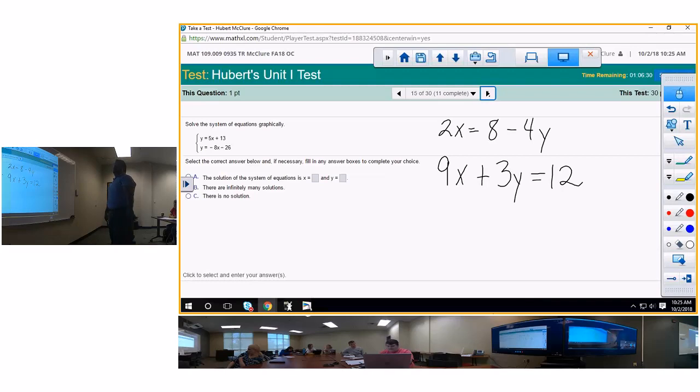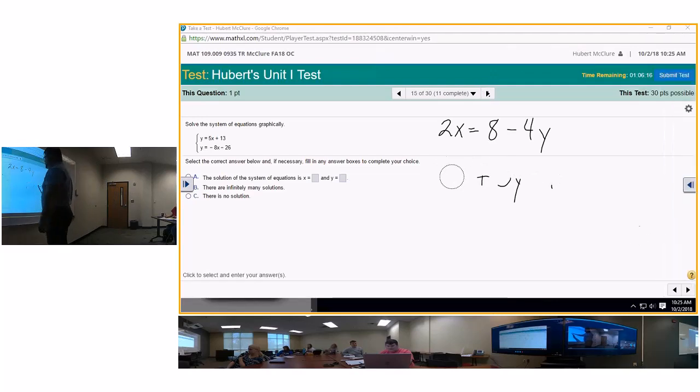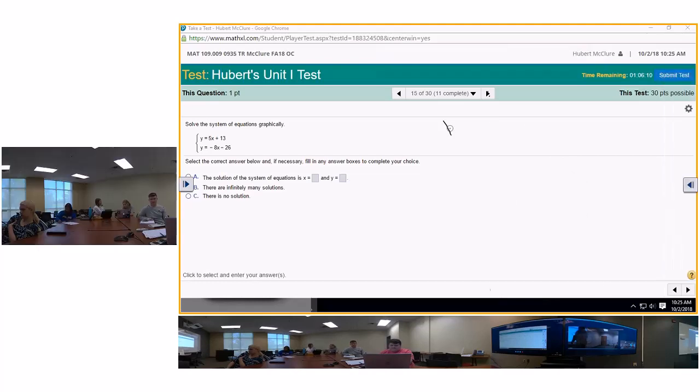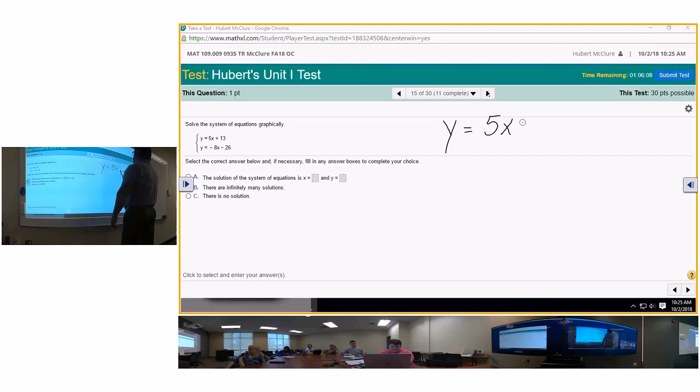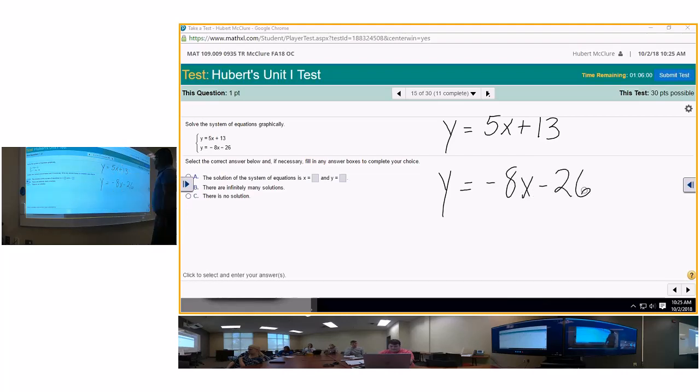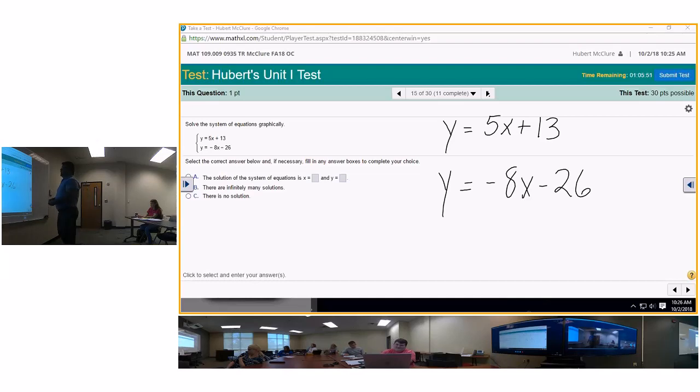Solve the system graphically. How do you know graphically, if the directions didn't tell you? They're both solved for what? Y. So you would use your graphing calculator. I'll write it down for you. I'm going to go back later. y is equal to 5x plus 13, and y is equal to negative 8x minus 26. That's not minus, is it? Yeah, minus. Okay, next one.